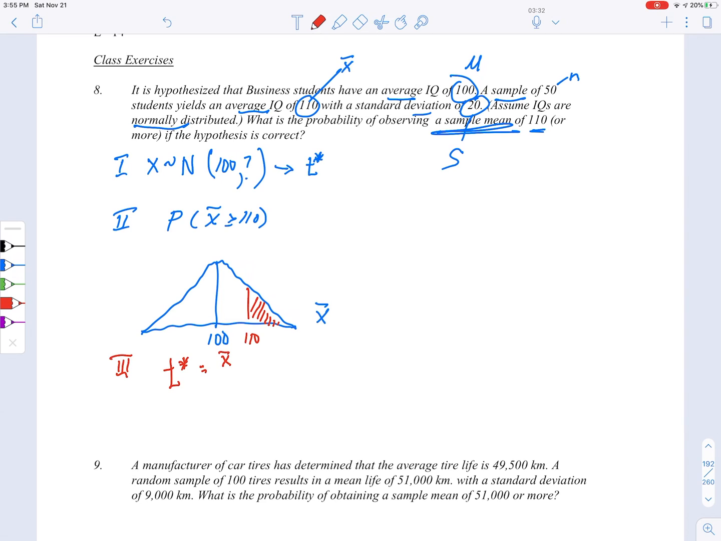But here's the formula: t star is x bar minus mu, that's actually a hypothesized mu, over s, right, because we don't have a sigma, over the root of n. So it's just like the formula that we learned at the beginning of this unit, where we used a z, but there we had a sigma instead of an s. When we don't know the standard deviation, we use s, and therefore it's a t-distribution. So let's plug in the numbers. 110 minus 100 over 20 divided by the square root of, what was our n, 50. And let me grab my book here.